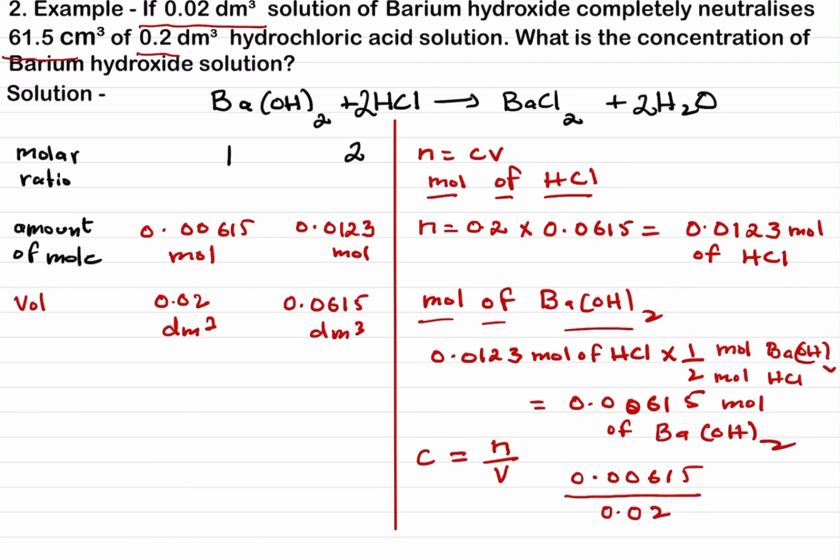So the concentration of barium hydroxide is the moles of barium hydroxide divided by the volume. The volume was 0.02. So we got the concentration as 0.31 and the unit will be moles per decimeter cube. This is the final answer. I hope you have understood. I hope it is clear to you.